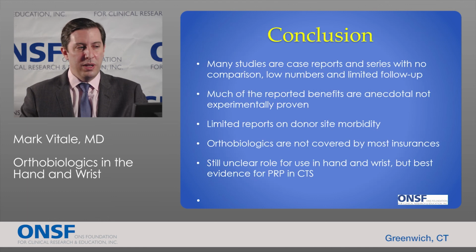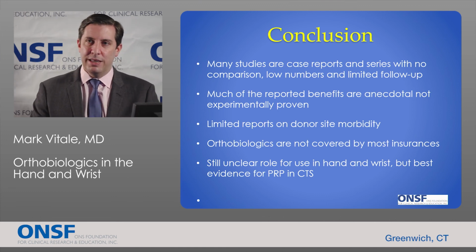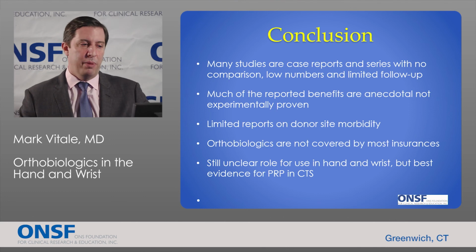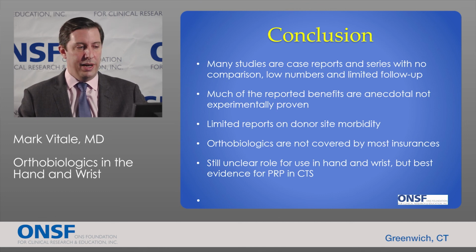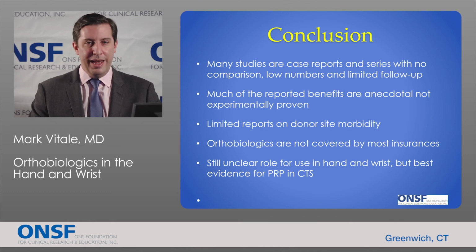So what do we really know about the use of orthobiologics in the hand and wrist? Well, still in 2021, we don't know a whole lot. Most of these studies that have been published are case reports and case series that have no comparison groups. There are limited follow-up and low numbers in many of these studies, and we really need more high-quality randomized control trials. Also, much of the reported benefits are anecdotal and not experimentally proven.